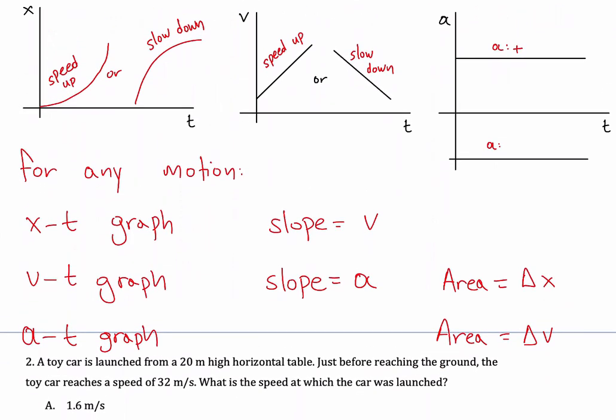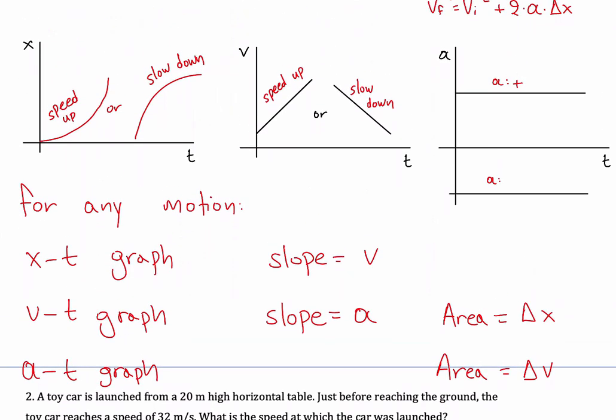Now, for any graph, we need to be familiar that for the position versus time graph, the slope is velocity. For the velocity versus time graph, the slope is acceleration and the area is change of position. And for the acceleration versus time graph, the area is change of velocity.